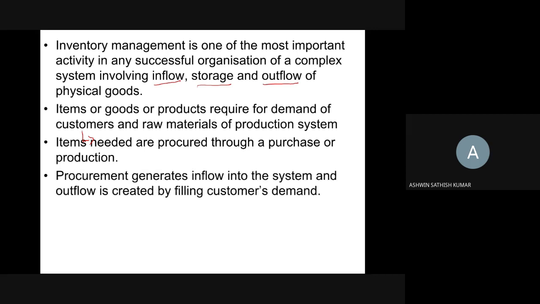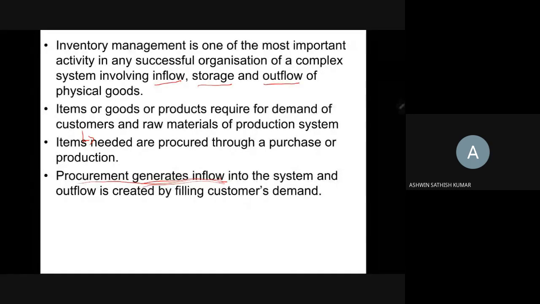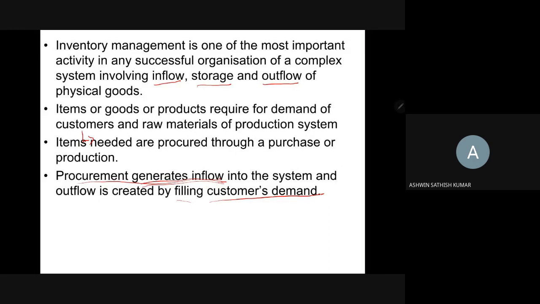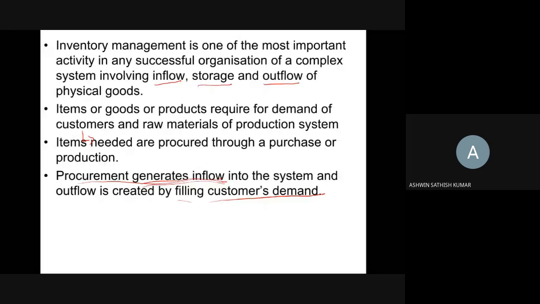From here you can judge that procurement generates the inflow. With the purchase or the production, the number of items increases. So procurement generates inflow into the system, and the demand and the uses create the outflow, by filling the customer demand. If there is a demand or a use, then we are creating the outflow.